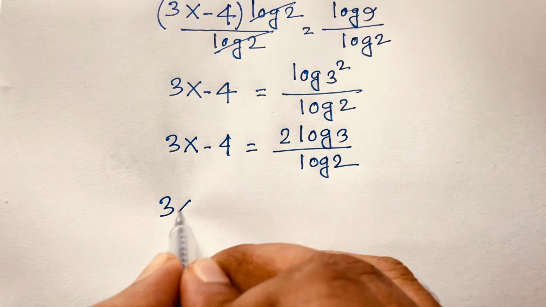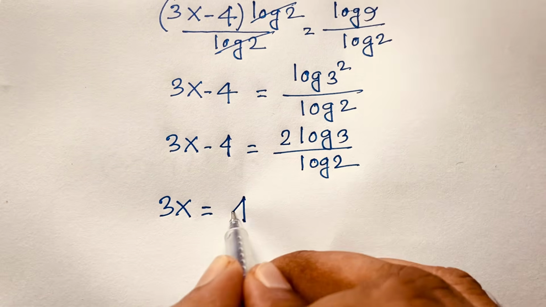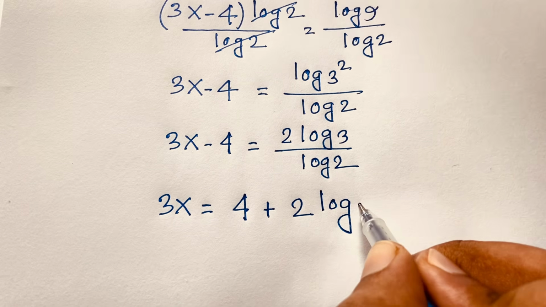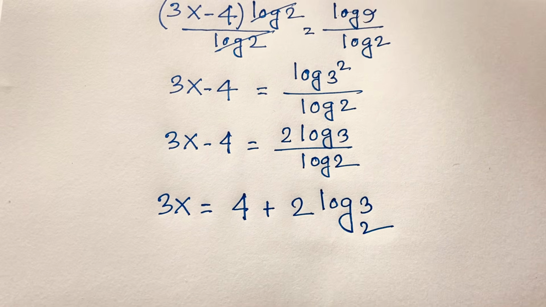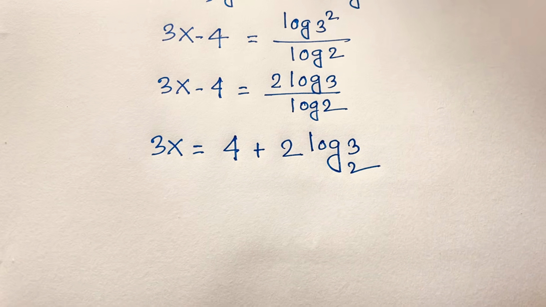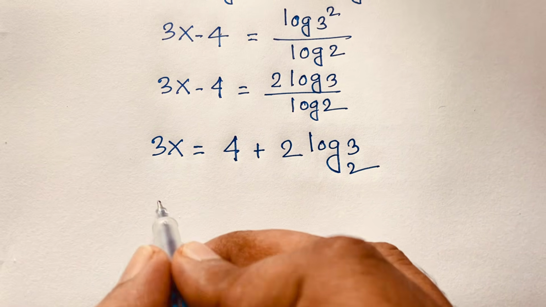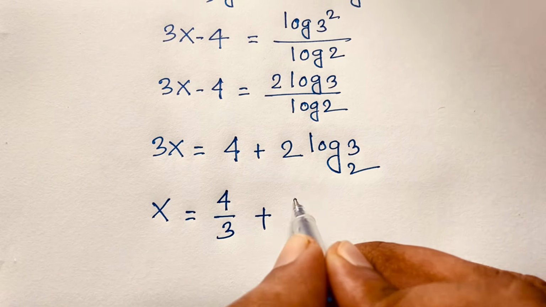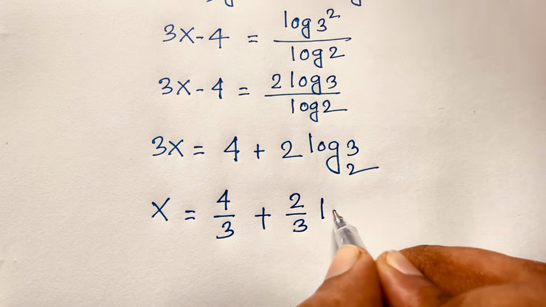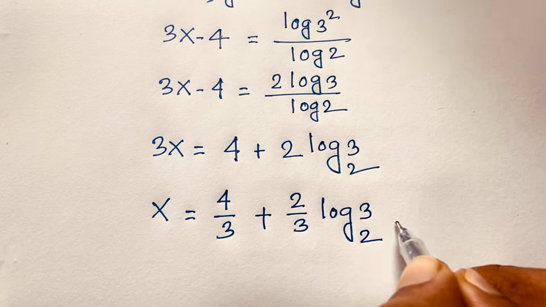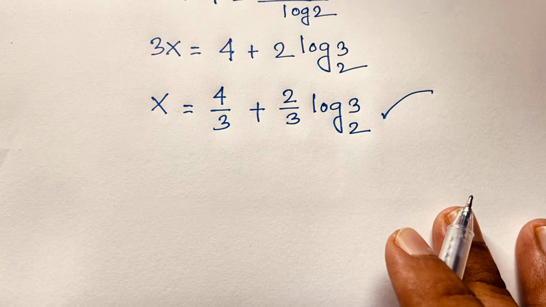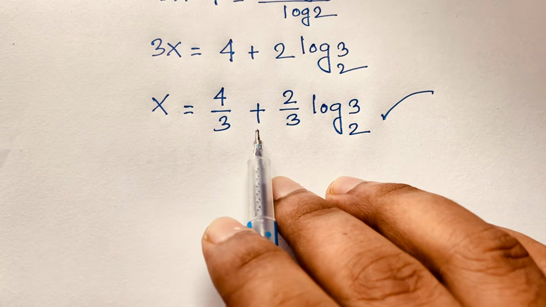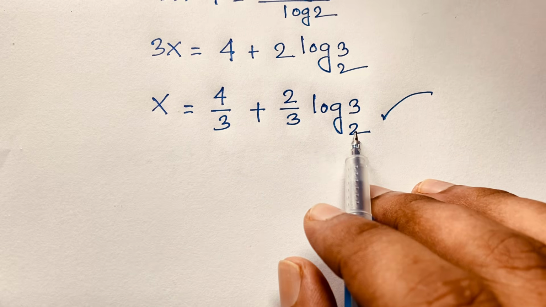Now this is 3x, and if I move this 4 to this side, it will be positive 4 plus 2 times log 3 over log 2, which is log 3 base 2. I apply the change of base log formula here. Then if I divide both sides by 3, we find x is equal to 4 over 3 plus 2 over 3 log 3 base 2. This is our final answer in this maths Olympiad question. This is the value of x: x is equal to 4 over 3 plus 2 over 3 log 3 base 2.